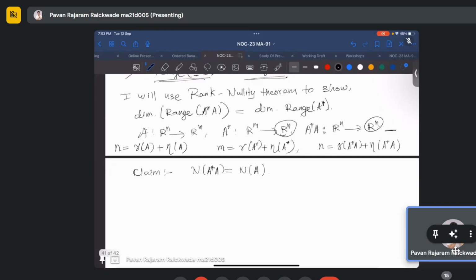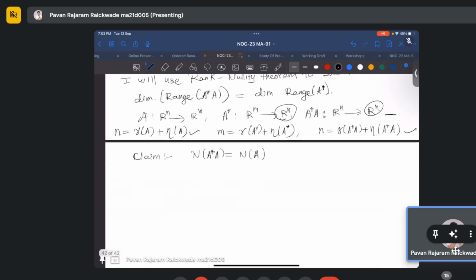Let's combine the first and the last. If I show that the nullity of A star A is the same as the nullity of A, then since n is the same, I ultimately get that the rank of A is the same as the rank of A star A. But rank A is the same as rank A star, hence we are done. So the only thing I have to show is that the null space of A star A is the same as the null space of A.